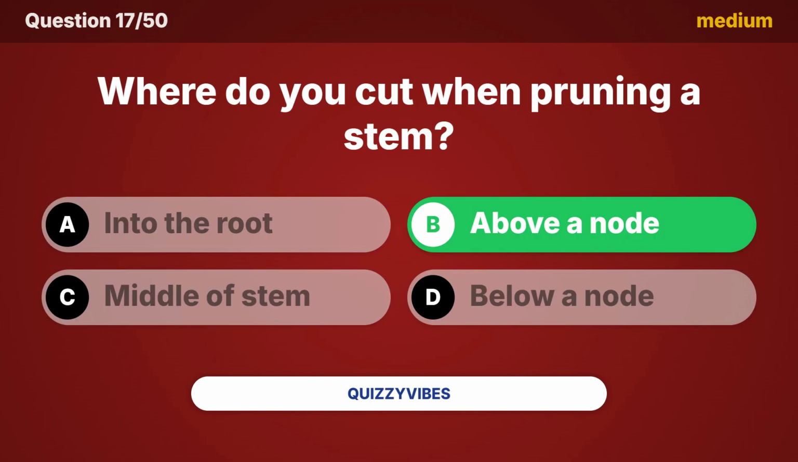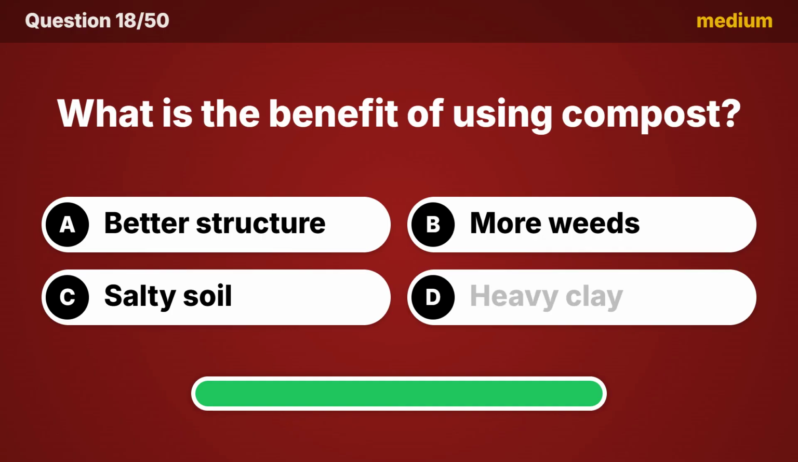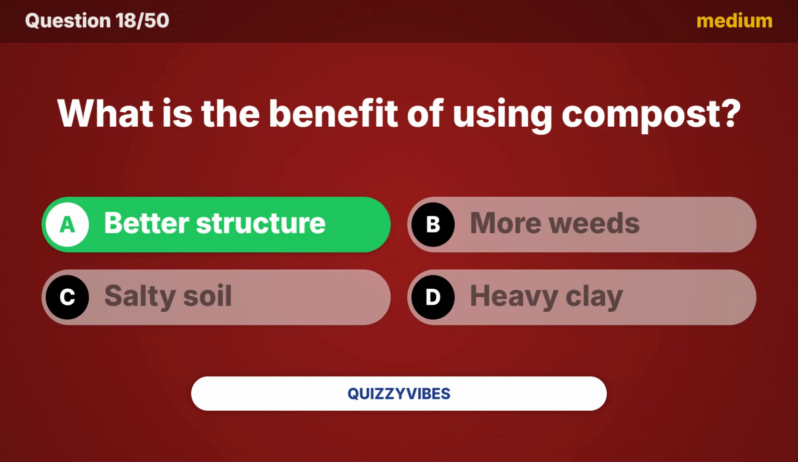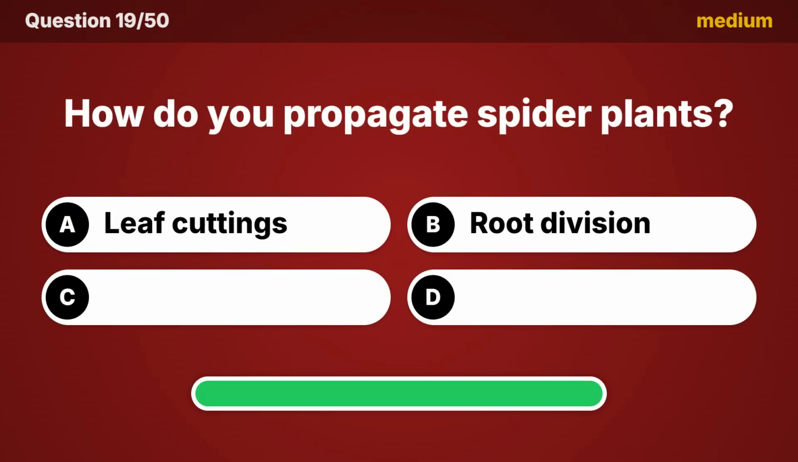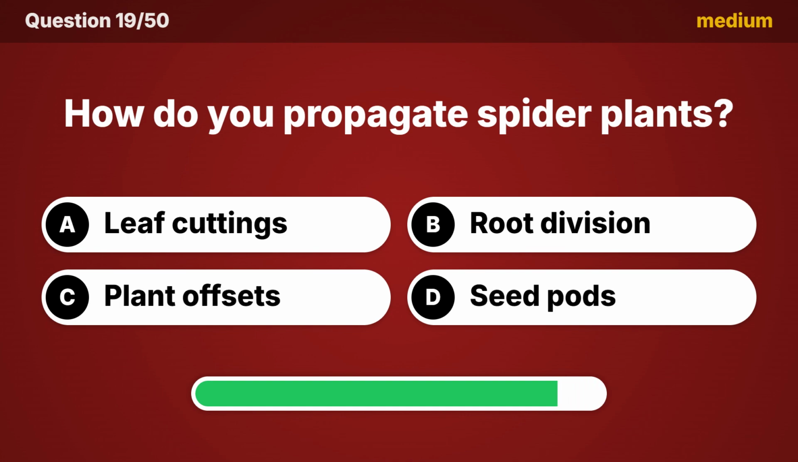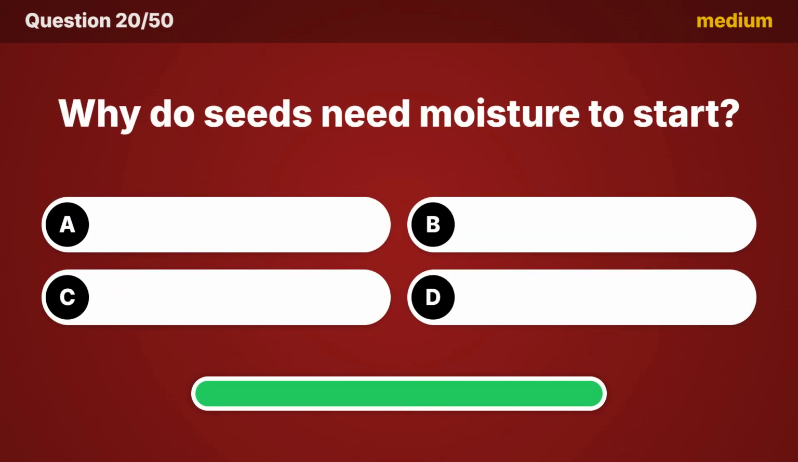Time's up, it's above a node. What is the benefit of using compost? Time's up, it's better structure. How do you propagate spider plants? Answer, plant offsets. Why do seeds need moisture to start?